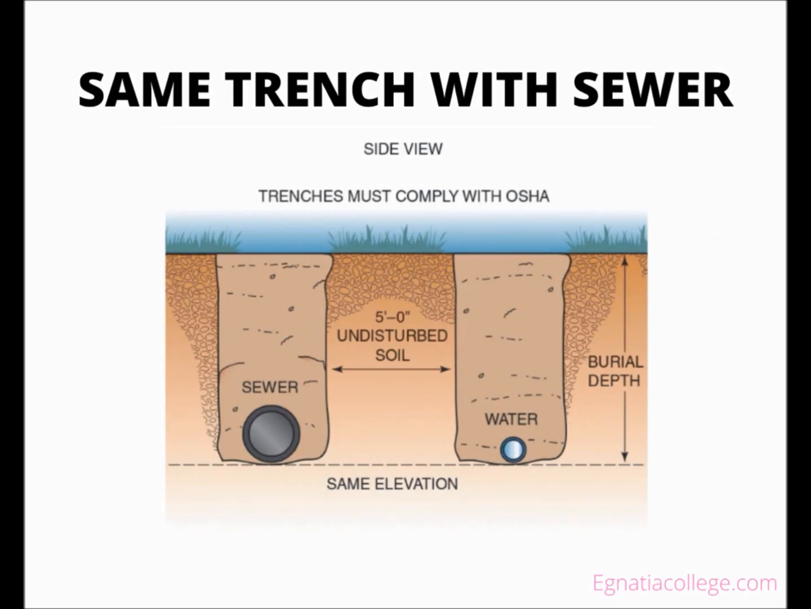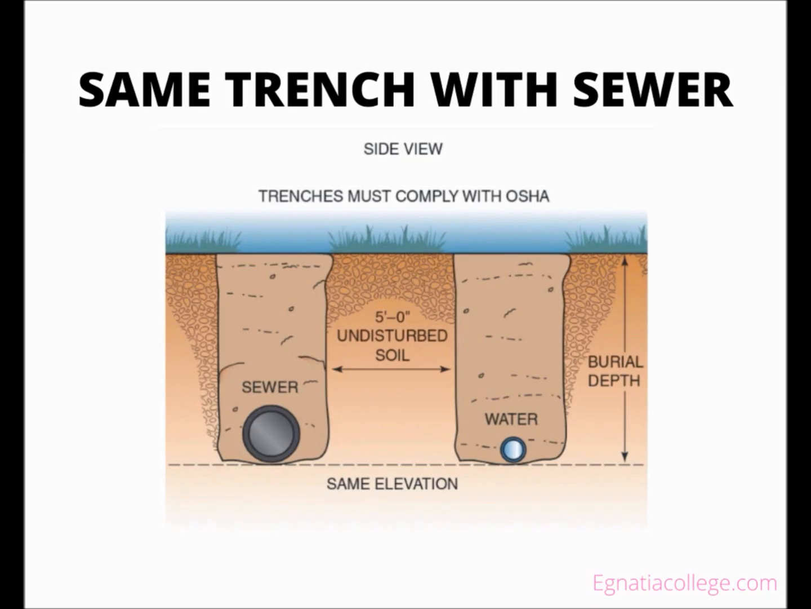Same trench with sewer. If a water service is installed in the same trench as a drain or sewer, backflow could occur. If the drain or sewer developed a leak, the surrounding soil could become contaminated with sewage. If the water service developed a leak and the water system was shut off, the sewage could backflow into the non-pressurized water service through the leaking area. To protect against backflow, codes regulate the installation of a water service in the same trench as drainage piping.